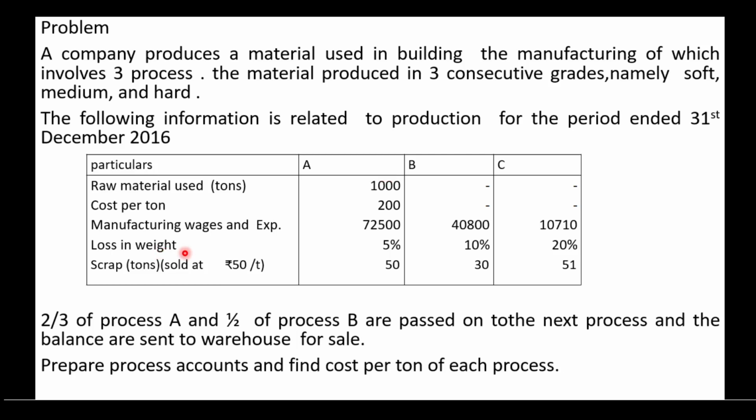And the next, scrap. That is the scrap in tons, sold at rupees 50 per ton. So here they are telling how many tons of scrap there are, and that the scrap value for one ton is sold at rupees 50. The scrap tons in process A are 50, process B 30 and process C 51. So the scraps are entered on the credit side of the process account.